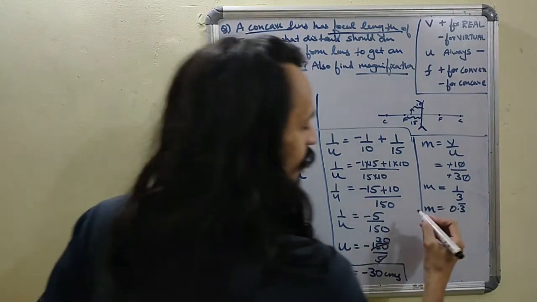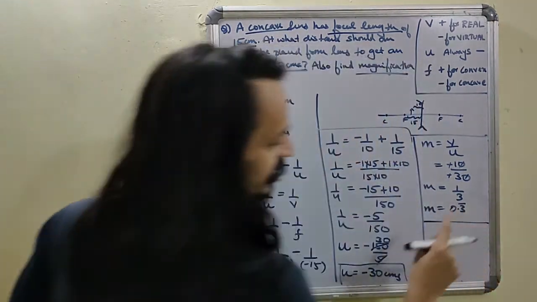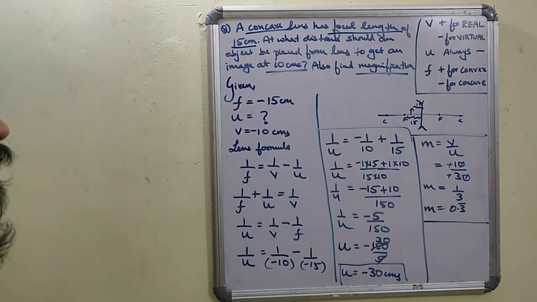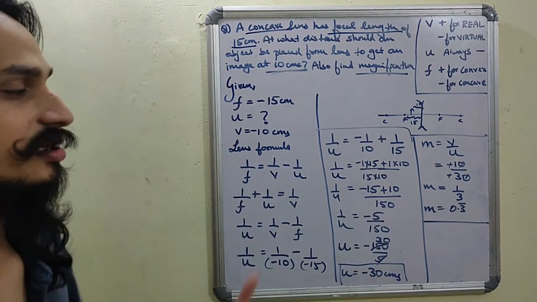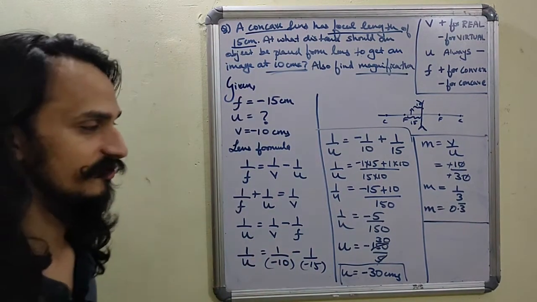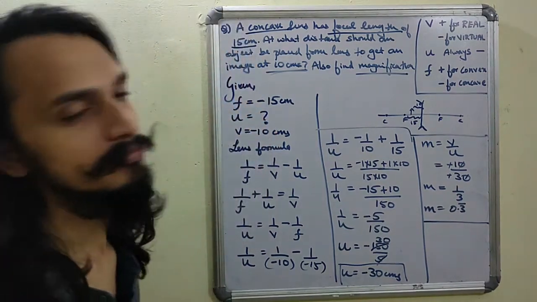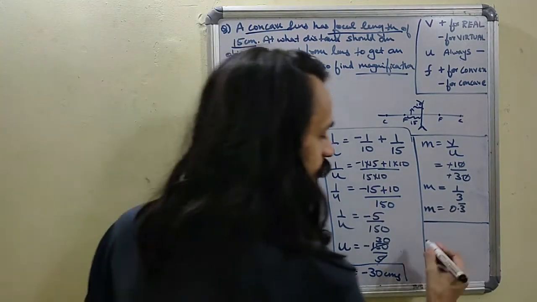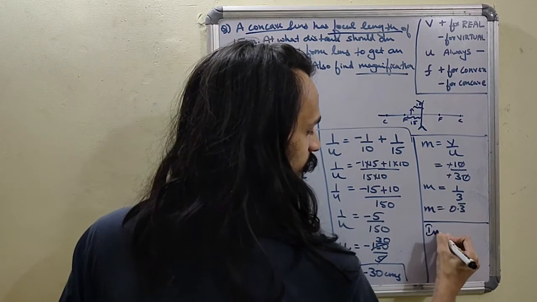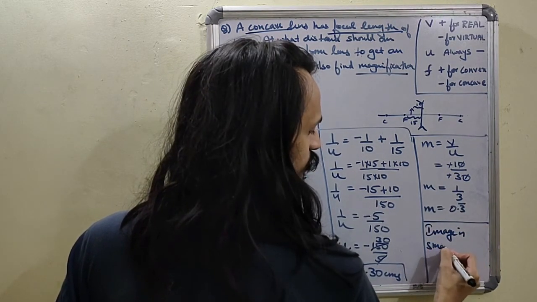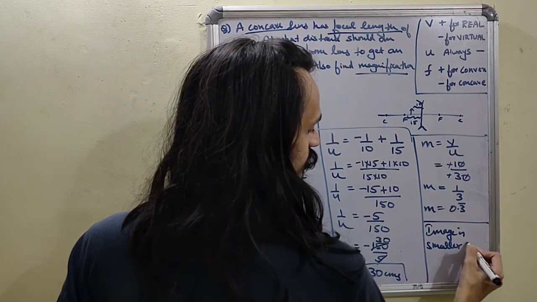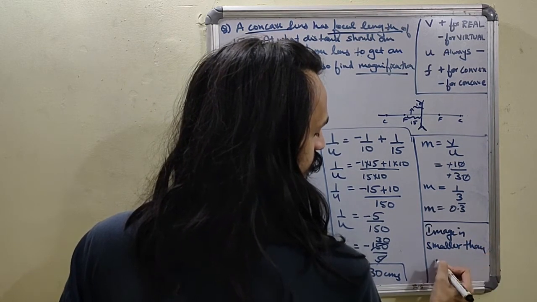Now, whenever the m value is less than 1, it means the image is smaller. If the m value is greater than 1, it means the image is bigger. If it's equal to 1, then it means same size. Okay, so the image is smaller than the object. This much I can say. And we know this is true because for a concave lens, that is always the case.